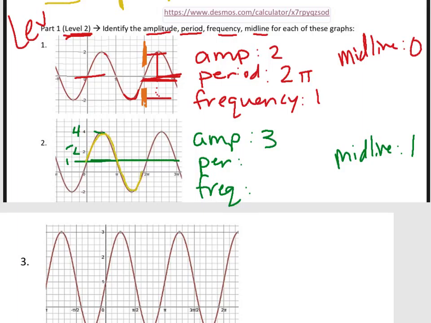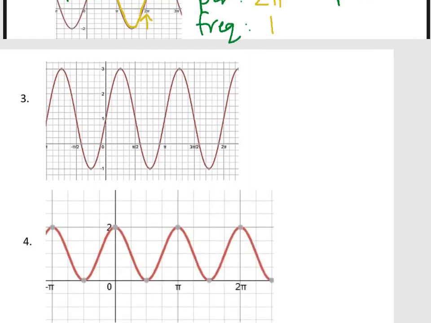Now for our period, how often until it repeats? Well, looks like about that far. And again, that's 2 pi. So our period is going to be 2 pi. How often did it go? Again, it just went through one cycle in 2 pi. I promise we'll have some that don't. For example, this next one.